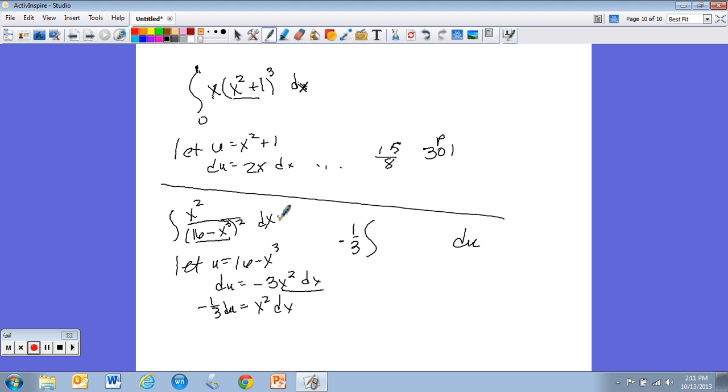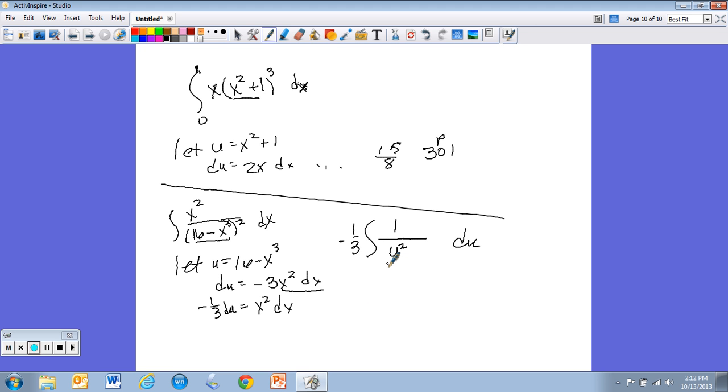Now, since the x squared dx is gone, my numerator is gone. That doesn't mean my fraction is gone. Please put a 1 on top. And then in the bottom, it looks like we've got a u squared. Okay, so this is what we're going to be taking the antiderivative of.